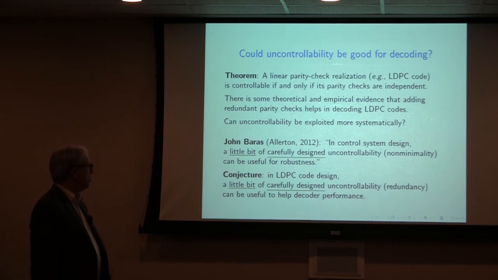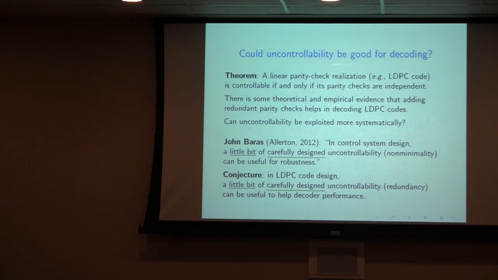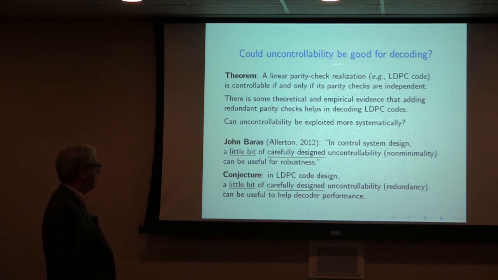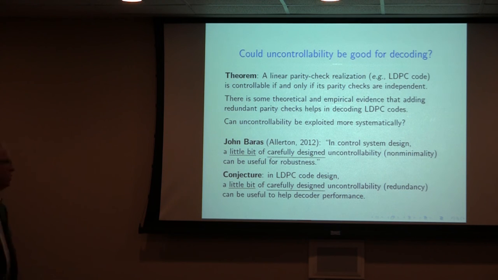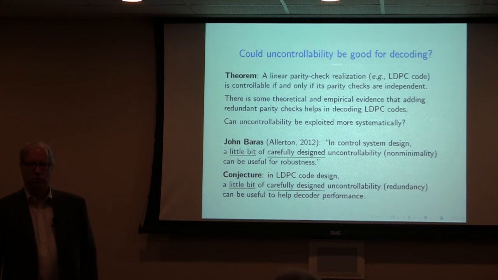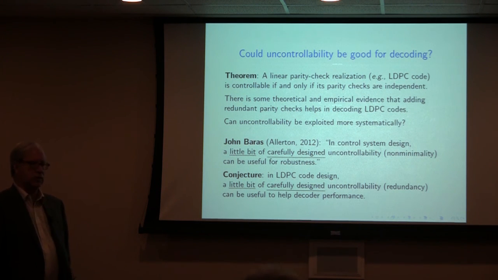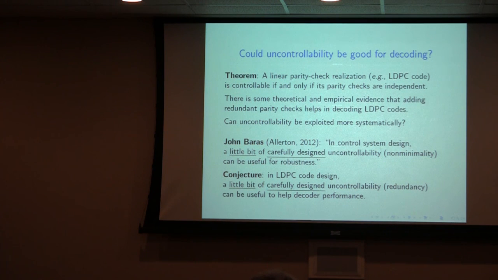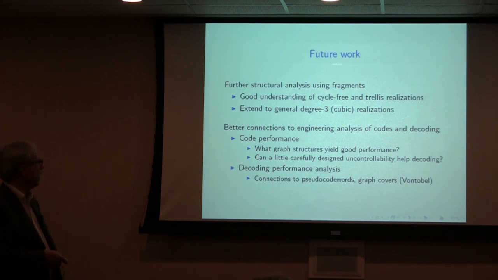But is there some more systematic way of exploiting uncontrollability or redundancy in low-density parity check codes and more generally? When I gave an earlier version of this talk at Allerton, John piped up and said, gee, in control systems, we sometimes do introduce a little uncontrollability very carefully for robustness. And I suspect the same thing is probably true in coding. But certainly no one has picked up this ball and run with it yet. So this is another question that I think would be useful and gets us a little bit closer to practical questions. All right, so this is my summary slide.